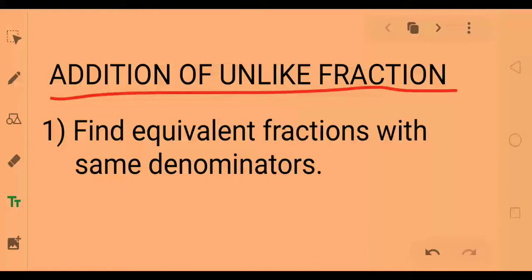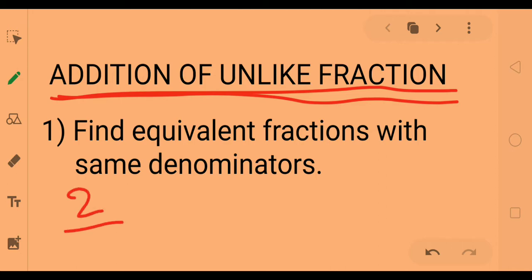In today's class, we shall learn addition of unlike fractions. You can see here today's topic, addition of unlike fractions. So let us take one example for addition of unlike fractions. Just see 2 upon 3 plus 1 upon 7. We have to add these fractions.